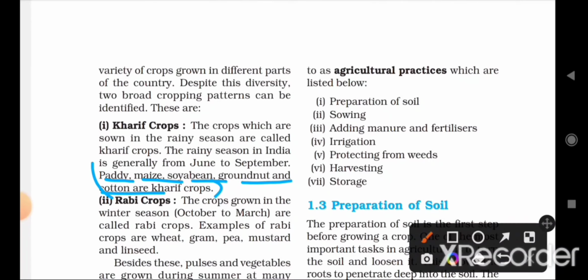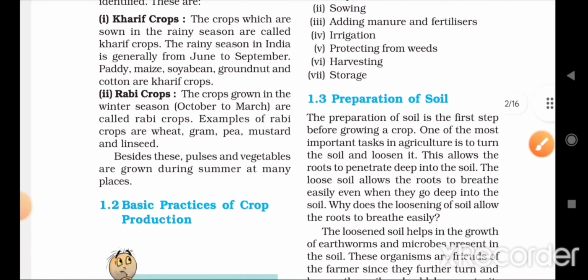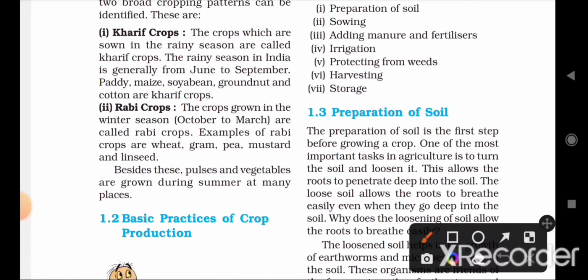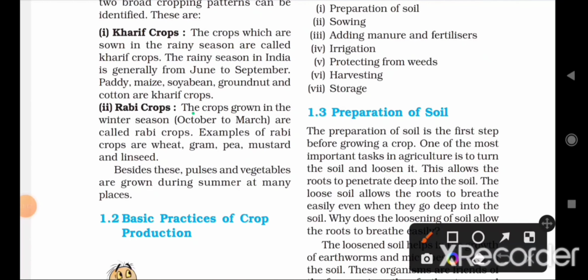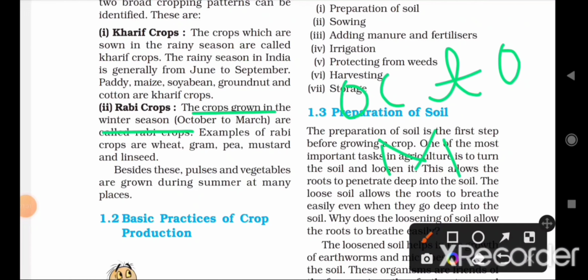Next come the Rabi crops. What are Rabi crops? The crops grown in the winter season. Winter season from which month? October to March. Remember that. The crops which grow in the winter season, from October to March, are called Rabi crops.